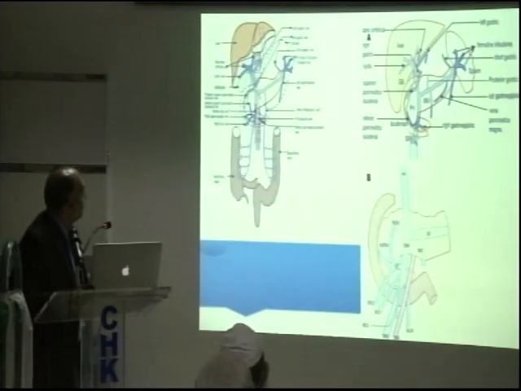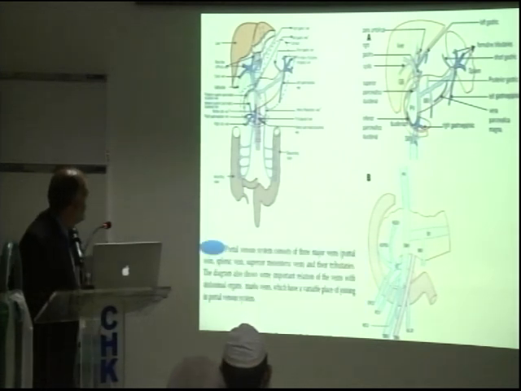All right. Now the veins. So we'll just switch to the veins now. Three major veins: portal vein, splenic vein, and all these things. And the tributary, the diaphragm also shows some important relation to the veins with abdominal organs. It marks veins which have a variable place of joining the portal venous system. So this is what the anatomy should look like, right?